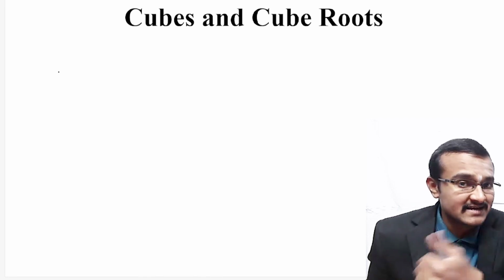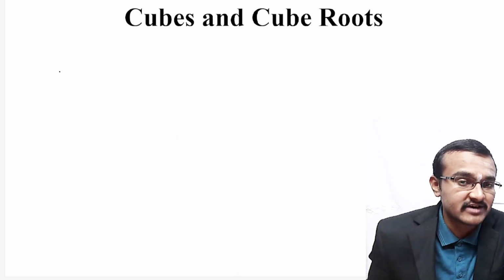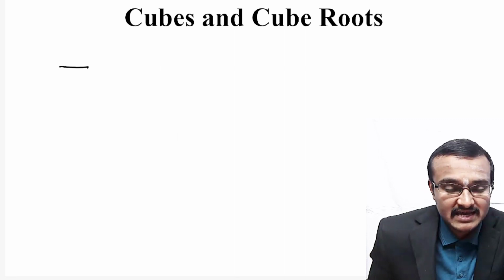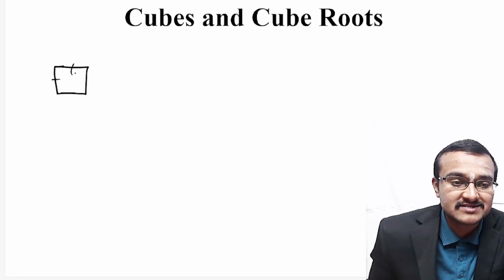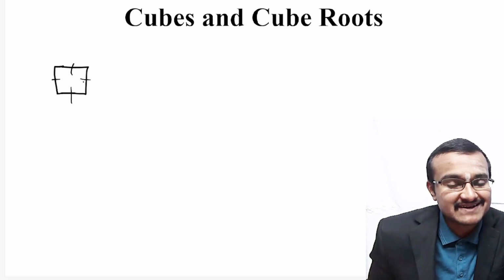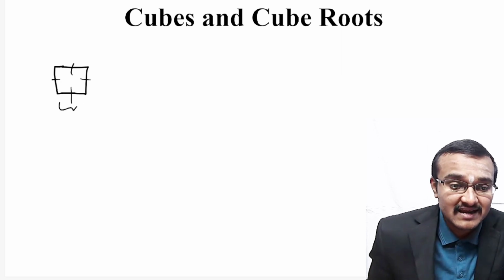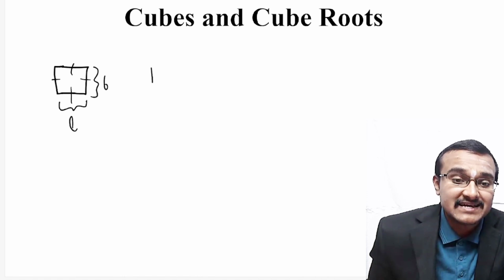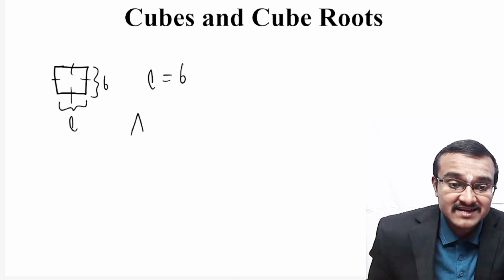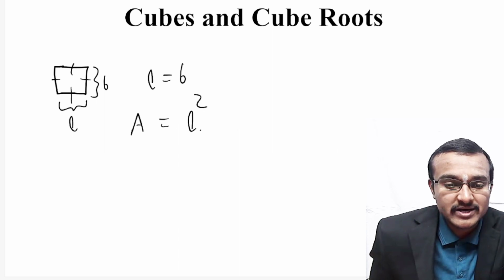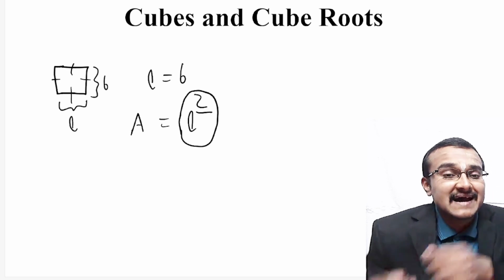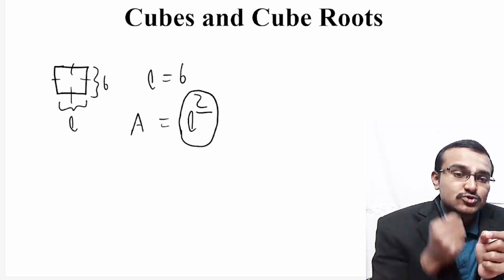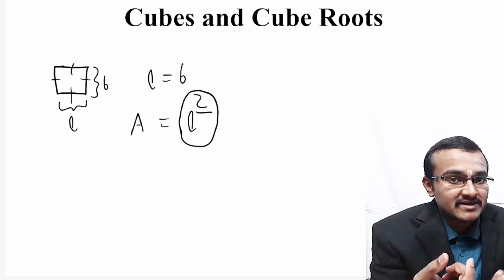If you refer to the video where I explained quadrilaterals, there I explained that a square is a kind of quadrilateral which has all its sides equal and all its angles equal. That means the length and the breadth of the square are equal, that is L is equal to B. Hence, the area of a square is L square. That's why this thing is called square, because anything to the power of 2 is square.